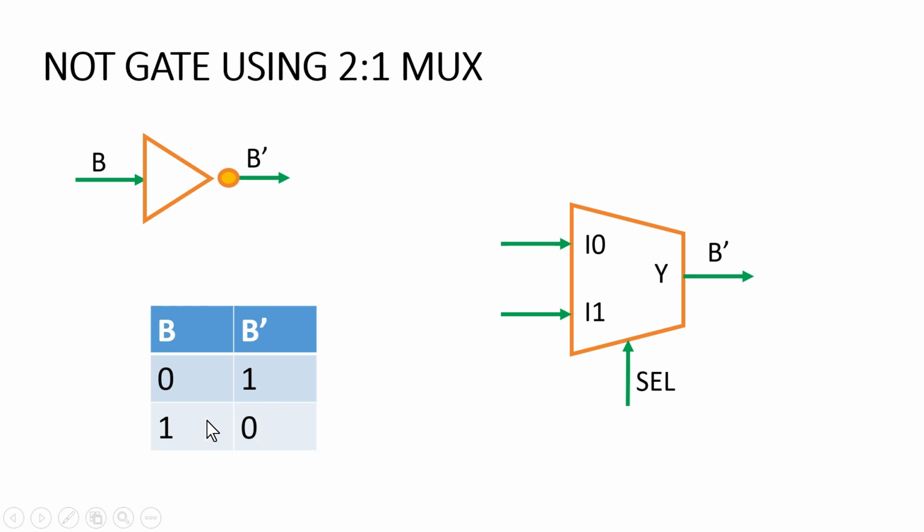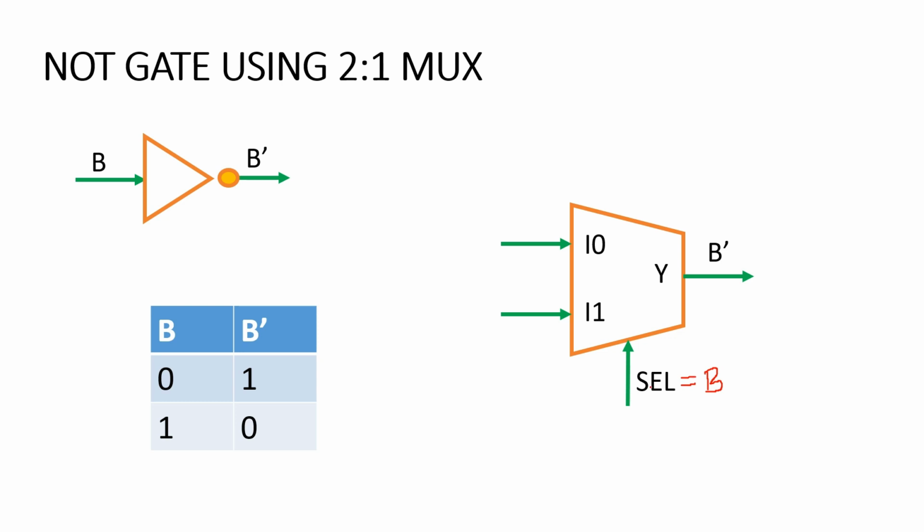Now this is the truth table of a NOT gate. When B is 0, B bar output is 1. When B is 1, output is 0. As I already mentioned, because we have chosen a 2:1 multiplexer for implementation, we need to see how many select lines it has. It has one select line. That means we will apply B at this select line. So let me apply B at the select line.